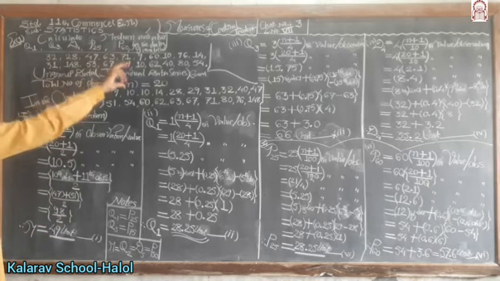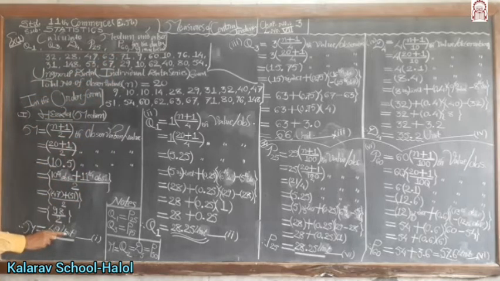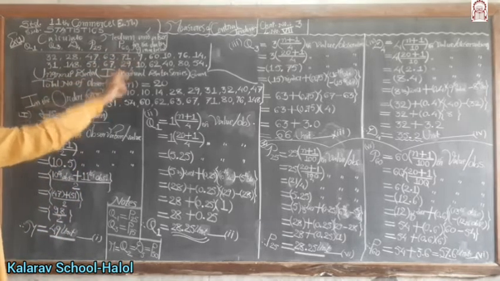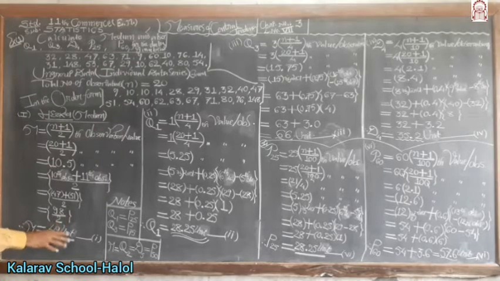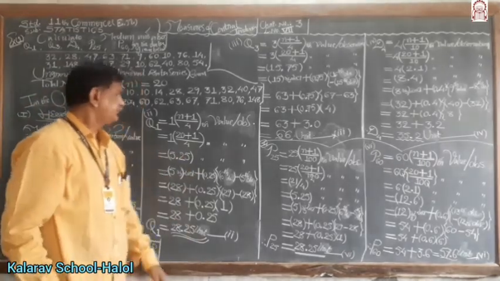If income is given, then rupees. If height is given, then centimeter or inches. If weight is given, then kilogram, gram, whatever unit is given, unit must be written with the answer. Answer with the proper unit.